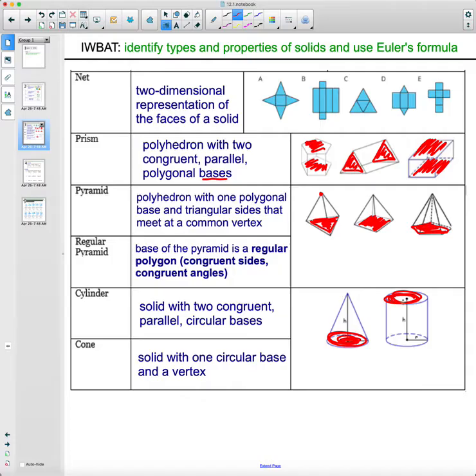And then a cylinder is like a prism, but with 2 circular bases. So a cone is going to act identical to a pyramid, and a cylinder is going to act identical to a prism.